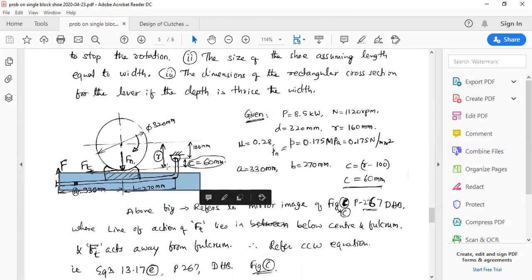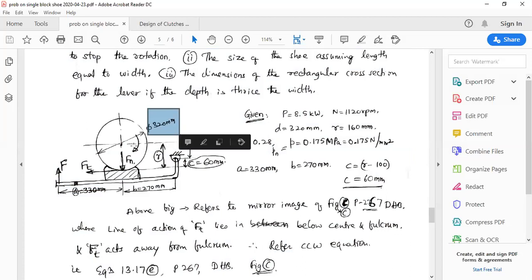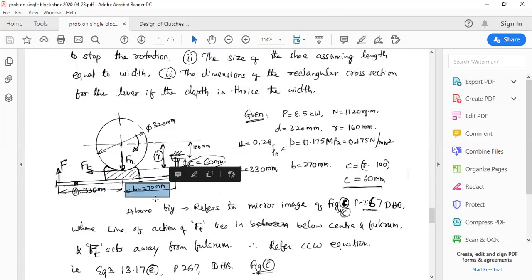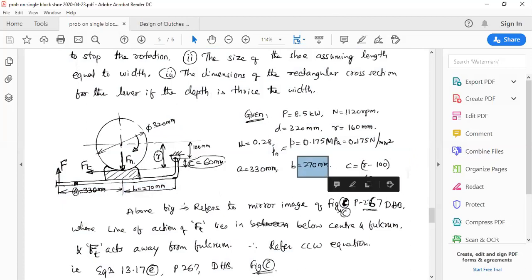With this information, first of all, you see the sketch and note down the given information, such as diameter and rotation. Rotation is shown here, that is clockwise direction. In addition to that, the value of A is equal to 330 mm and B is equal to 270 mm. And also here, the distance of the fulcrum point from the center of the drum is given as 100 mm.